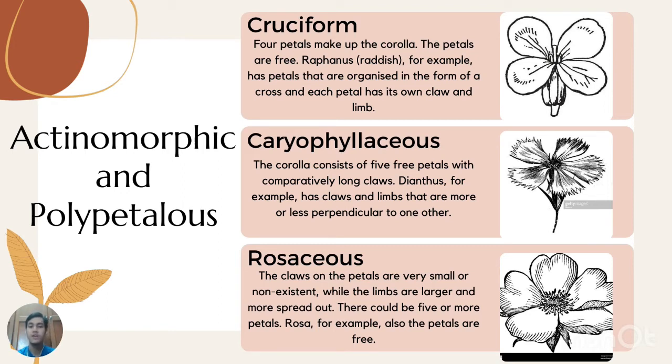So next is caryophyllaceous. The corolla consists of 5 free petals with comparatively long claws. The claws and limbs are more or less perpendicular to one another.